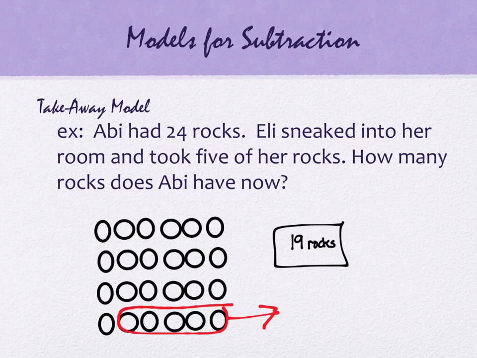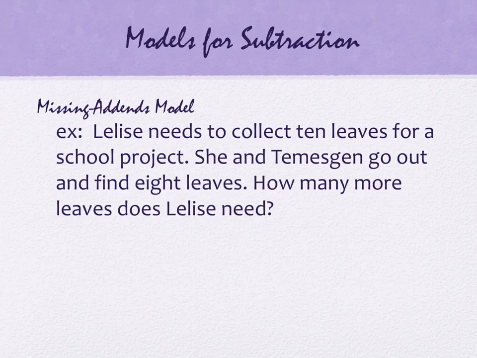That's not the only way that we talk about subtraction. The next one, which I've already mentioned today, is quite different. This is the missing addend model. In the missing addend model, you have something, but you need something more. You're missing something to make something work, like Lilise. Lilise needs to collect 10 leaves for a school project. She and Temeskin go out and find 8 leaves.